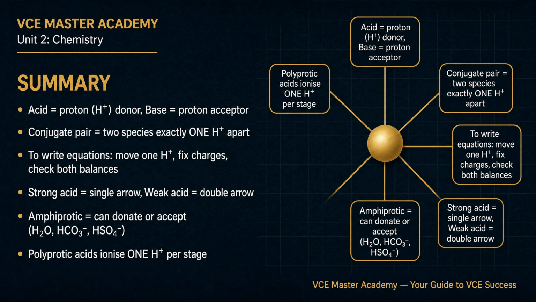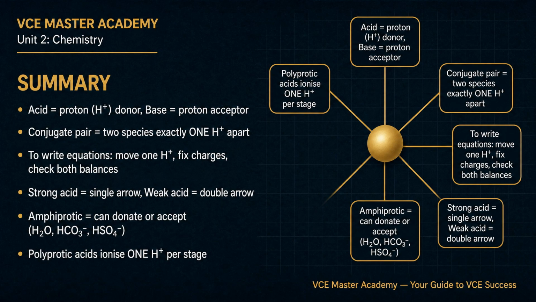Let's gather the whole lesson up. An acid is a proton donor, a giver. A base is a proton acceptor, a taker. One tiny ball, changing hands. A conjugate pair is two species exactly one H+ apart, matched across the arrow like socks.